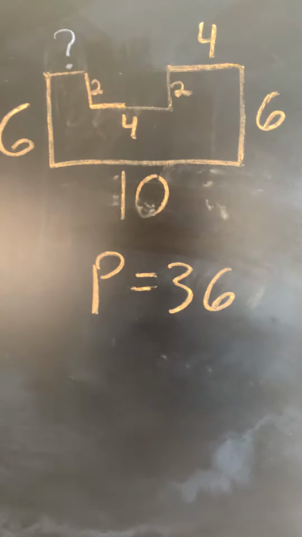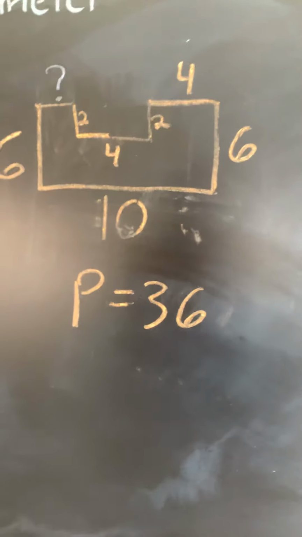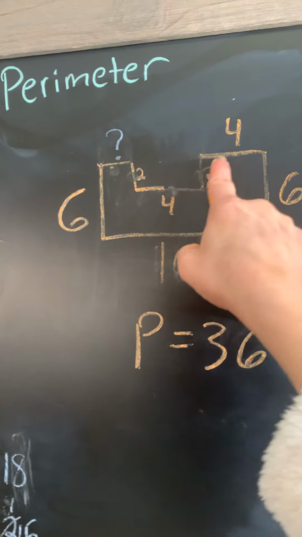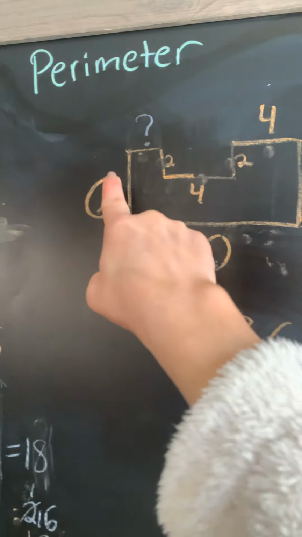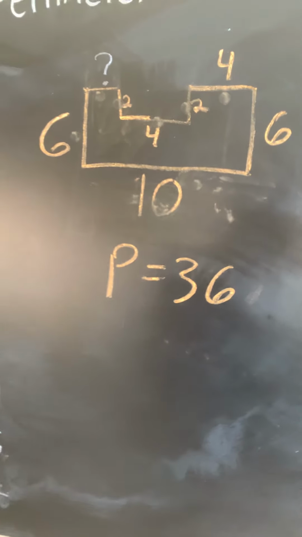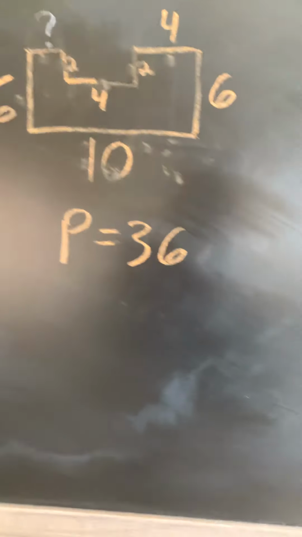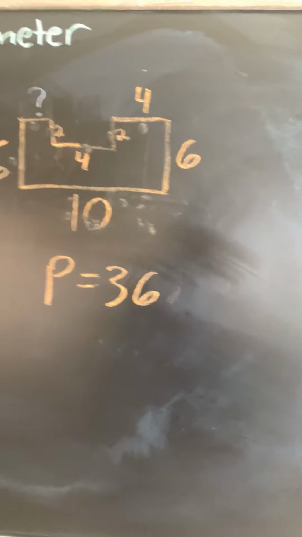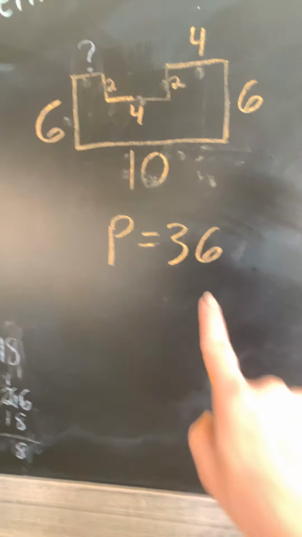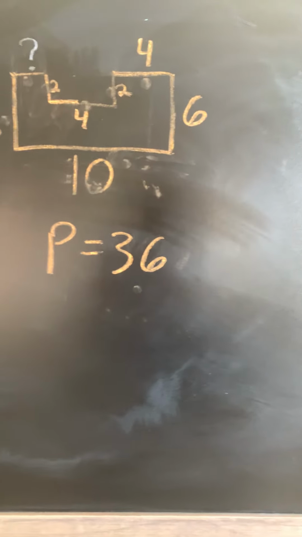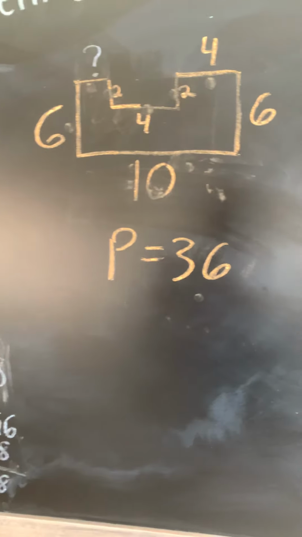Next one, another irregular figure with a missing side. I have 1, 2, 3, 4, 5, 6, 7, 8. I have an 8-sided figure. An 8-sided figure is an octagon. Now this does not look like an octagon. It's an irregular octagon. There are 8 sides, but it does not look like a typical octagon stop sign. The perimeter is 36. So the numbers I have are 1, 2, 3, 4, 5, 6, 7. I gave you 7 of the numbers. We're missing that one right there.